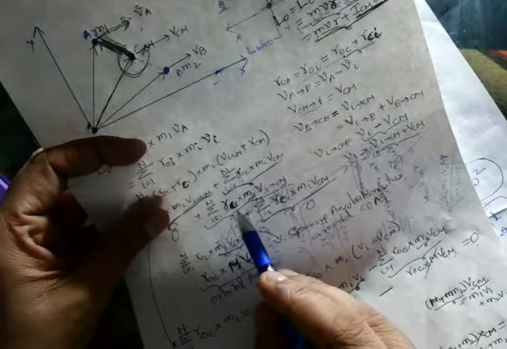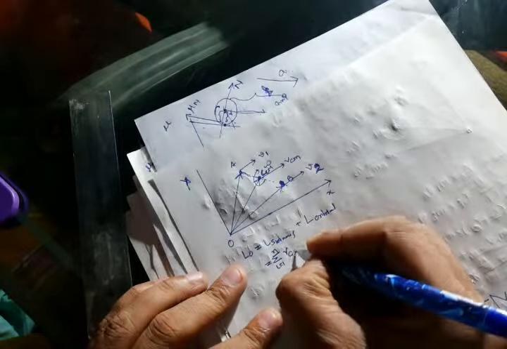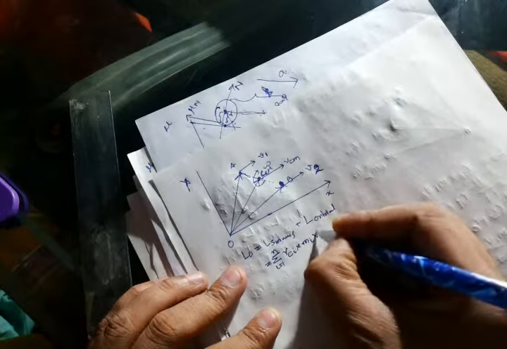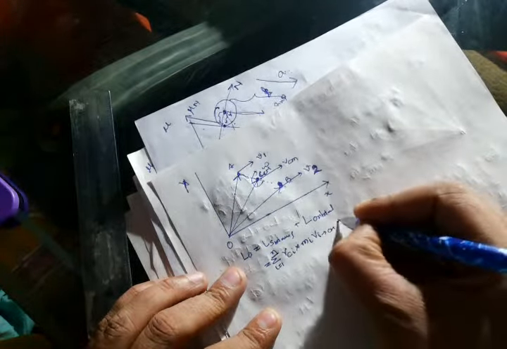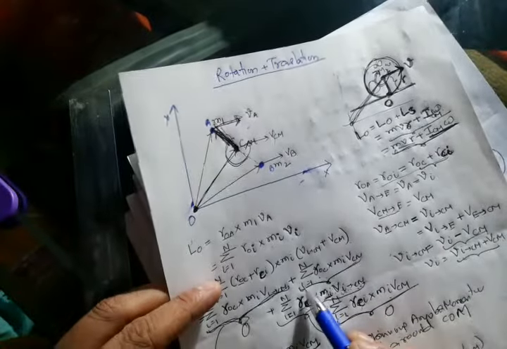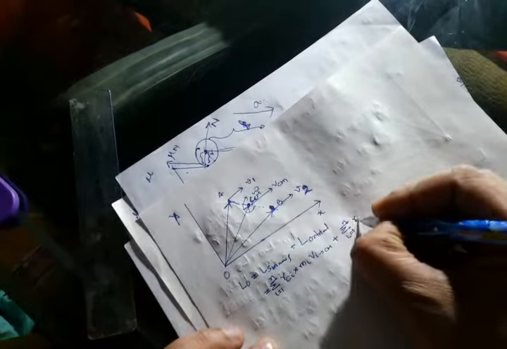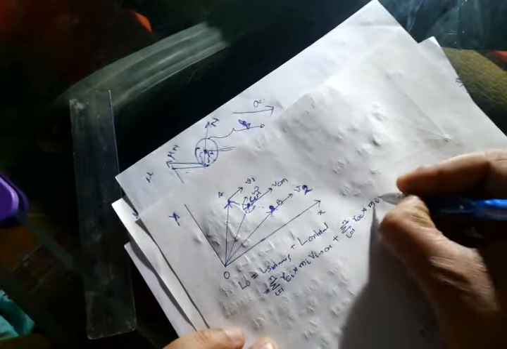summation of i from 1 to n, R_CI cross m_i V_CI, plus summation of i equal to 1 to n, R_OCM cross m_i V_CM.